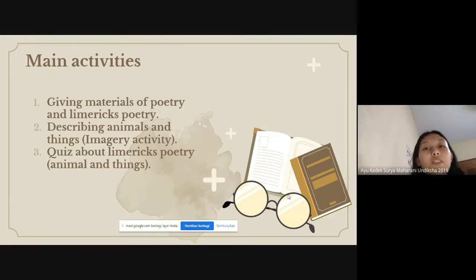Next, main activities. Main activity lasts for 70 minutes. Main activities start with the teacher showing the video material about poetry and limerick poetry. Then the teacher helps them by explaining more and making sure that all students understand. Next, the teacher invites the students to do an imagery activity, in which the students need to describe animals or things using their senses. And next, the students will do a limerick poetry quiz about animals and things to improve their comprehension.